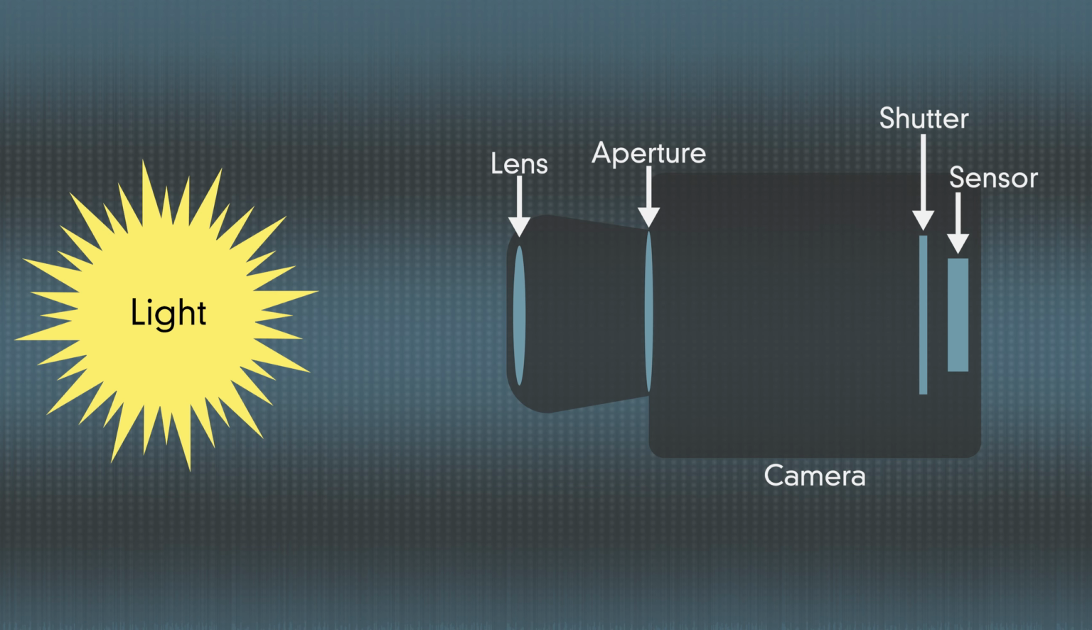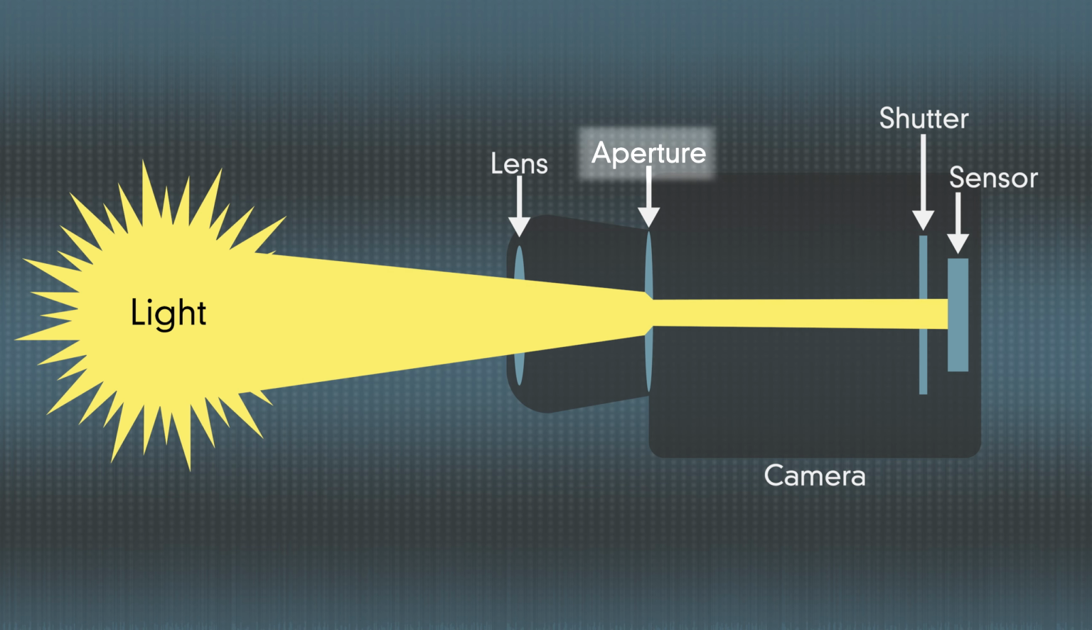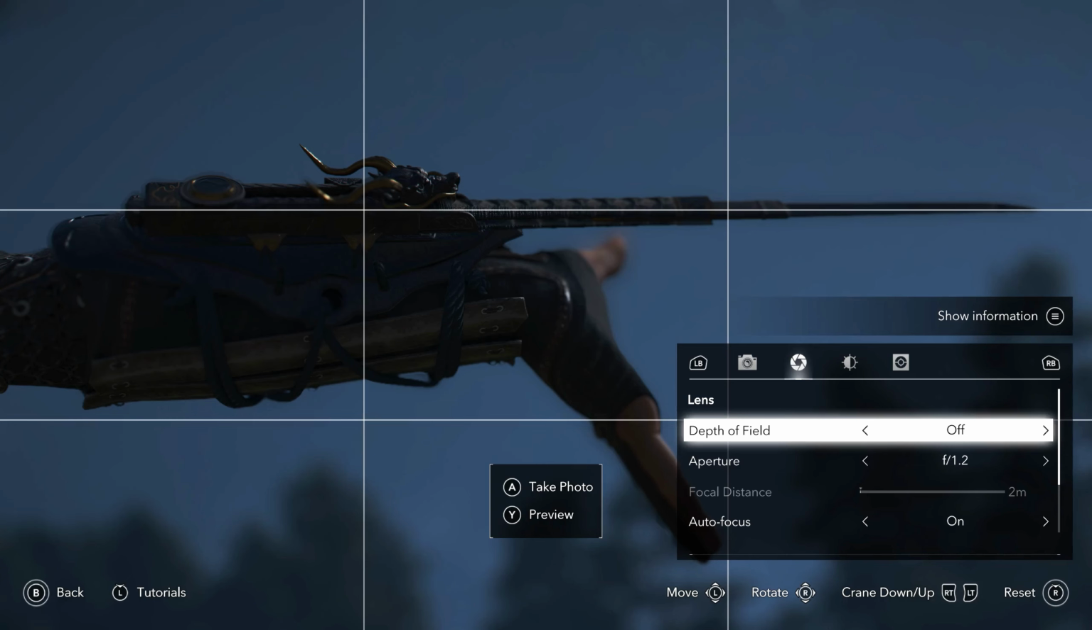Well, in real-world photography, the aperture of a camera controls how much light reaches the camera's sensor. We measure the size of the aperture's opening in f-stops. A wide-open aperture has a small f-stop value, and thus a very shallow depth of field where not much is in focus.